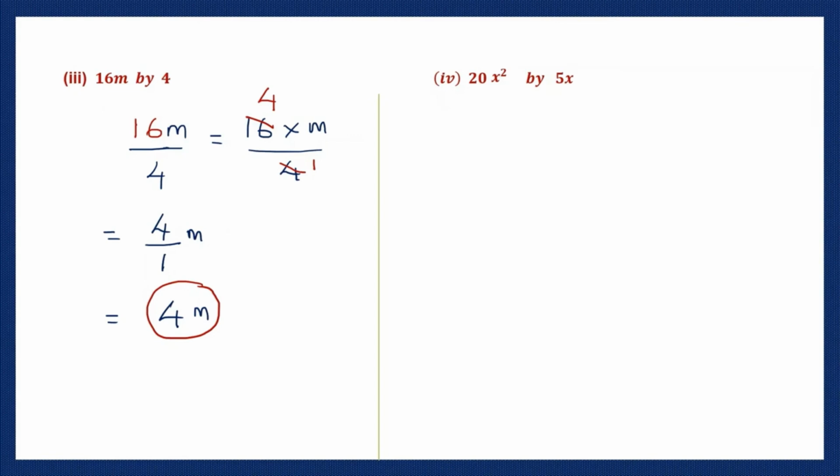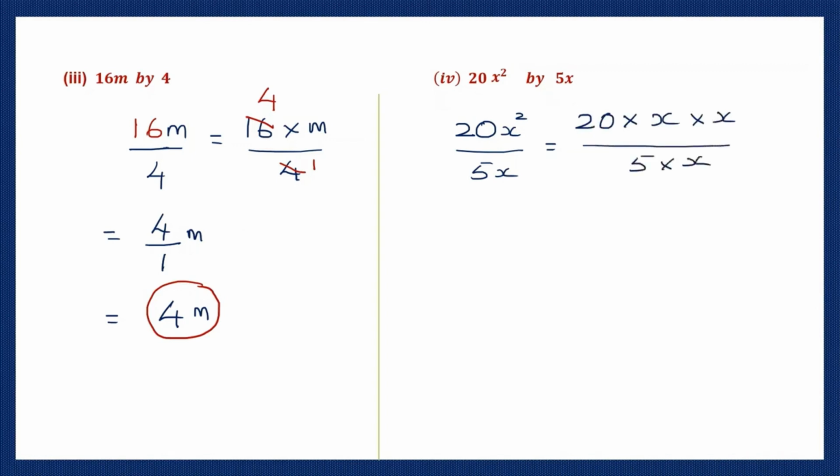Question 4. 20x square by 5x. So let's write that down. 20x square divided by 5x. This is equal to 20 into x square, which means x into x, and 5x is 5 into x. So let me cancel what I can here. I can cancel this x and this x.